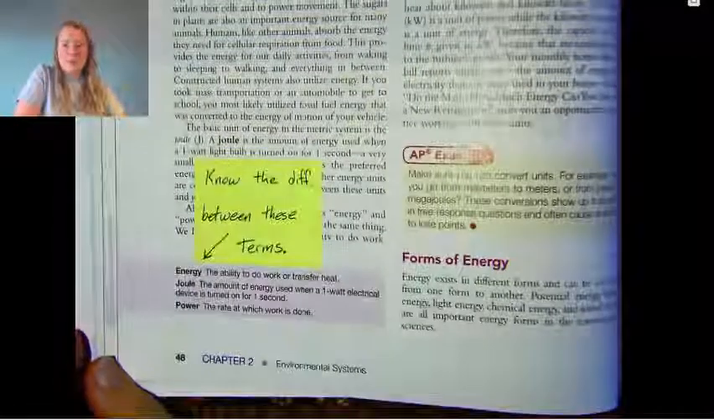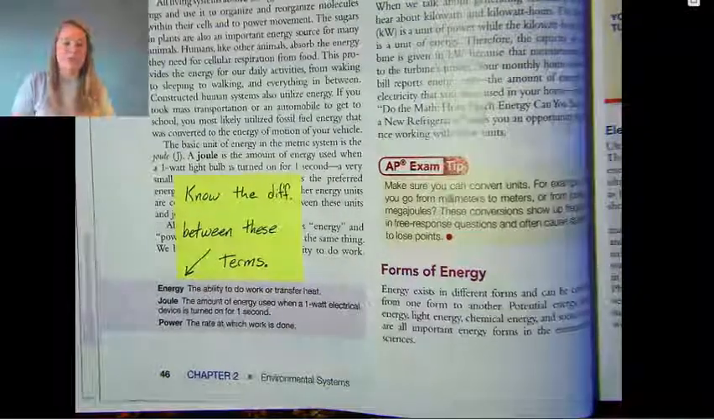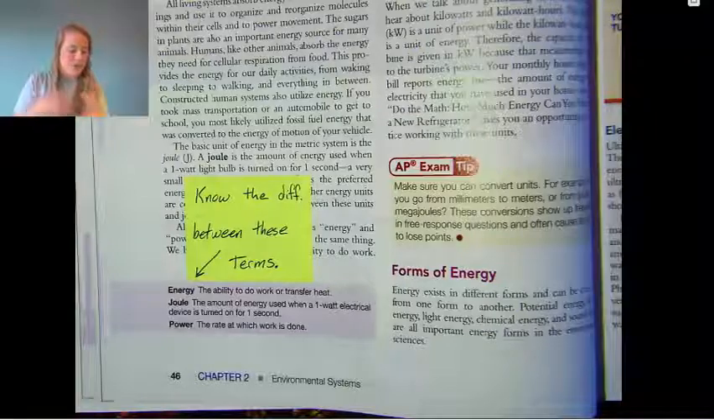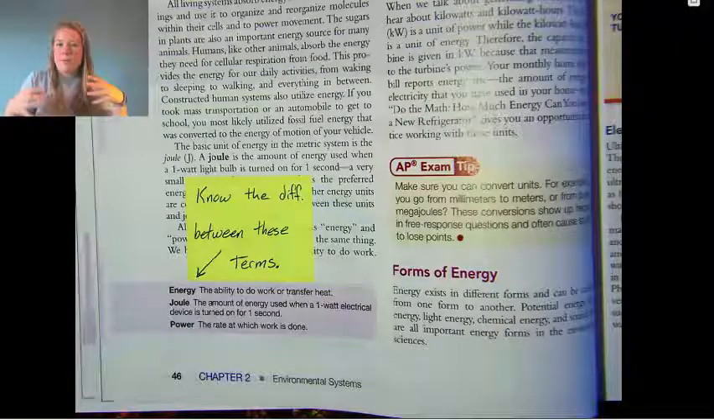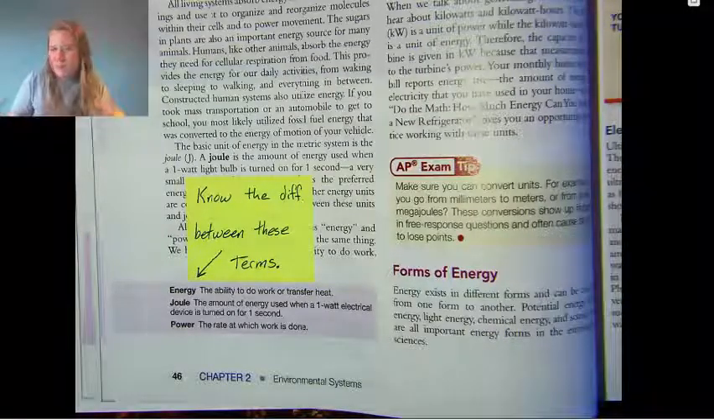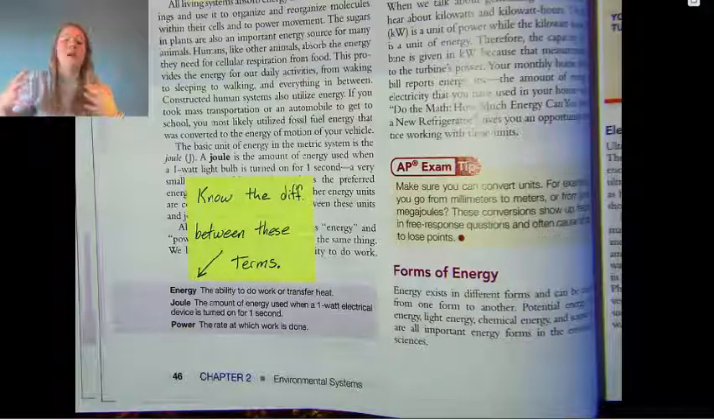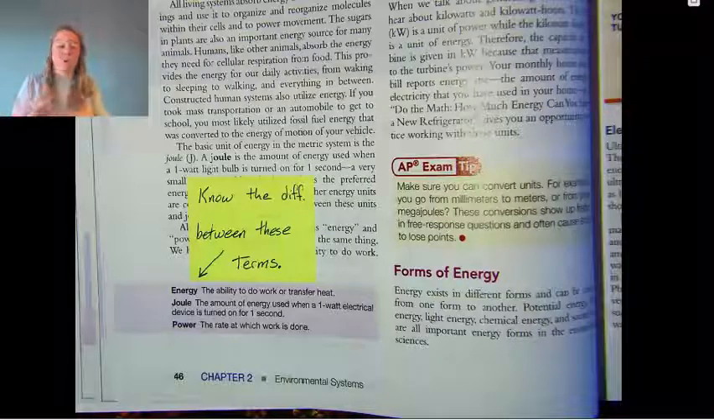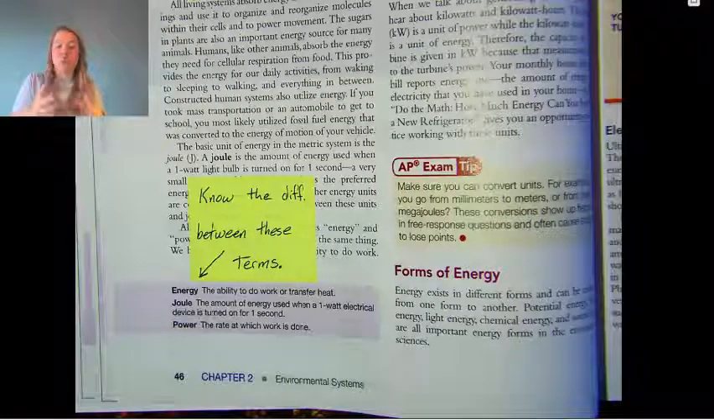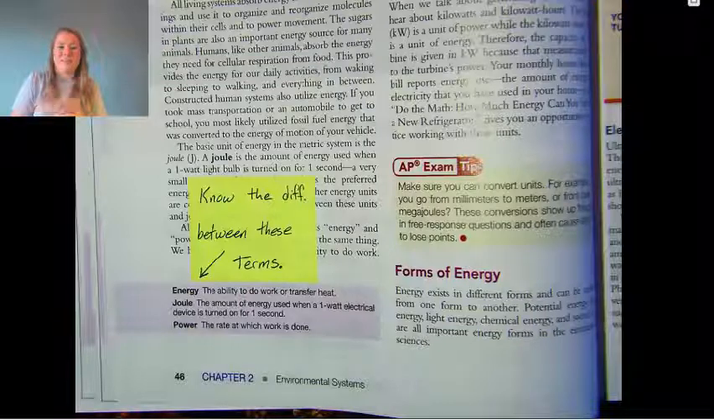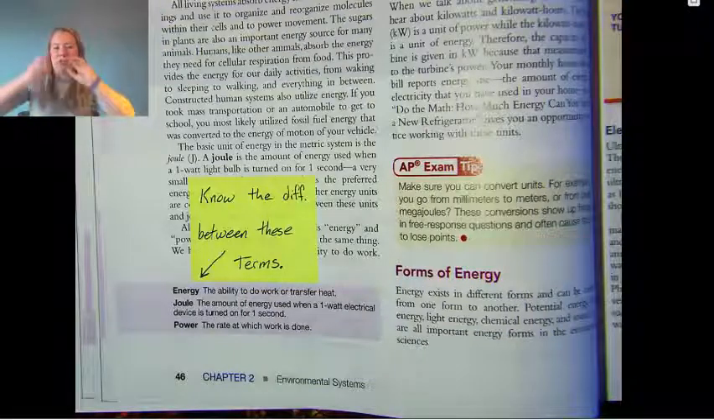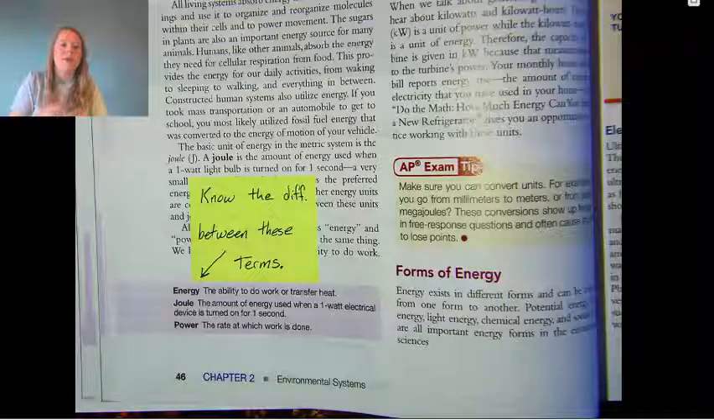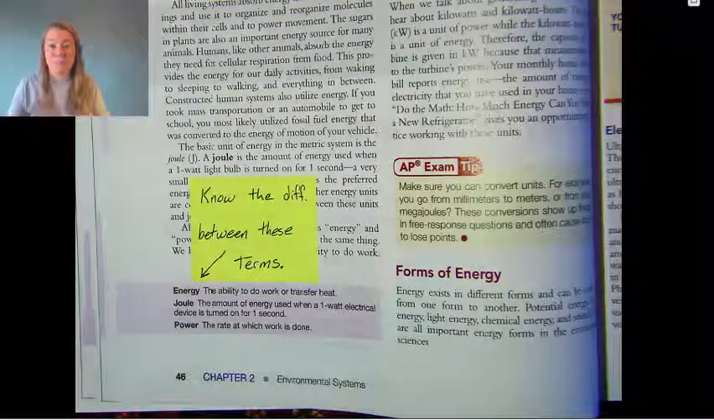Now the first little bit, and I'm not going to spend much time on this, is there's some vocab terms that you need to know, but you just need to know the difference between them. You don't really need to memorize the definitions of these. So energy is the ability to do work or transfer heat. Joule is the amount of energy that's used, so it's a way to classify amounts of energy. And power is how quickly that work is done.